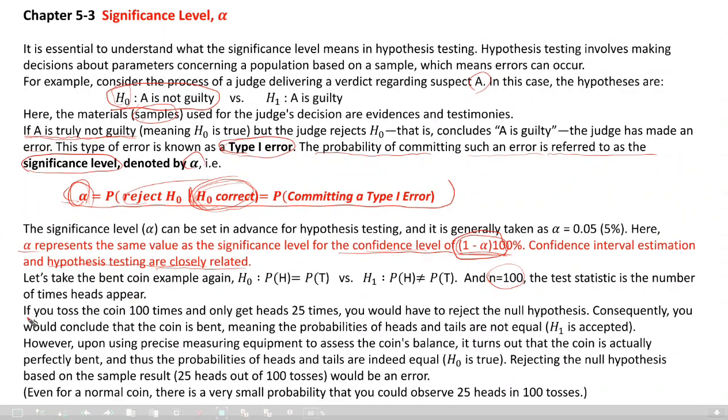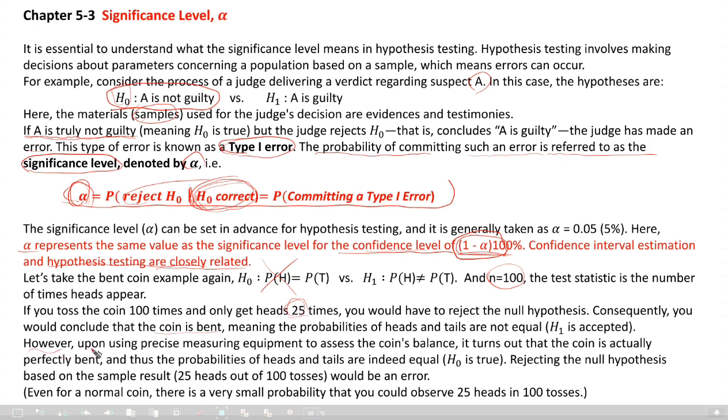We saw it. If you toss the coin 100 times and only get heads 25 times out of 100, you would have to reject the null hypothesis because what? A small number of heads appear, 25, right? Consequently, you would conclude that the coin is bent, twisted, meaning the probabilities of heads and tails are not equal. So H1 is accepted. You reject H0 because you just got 25 heads.